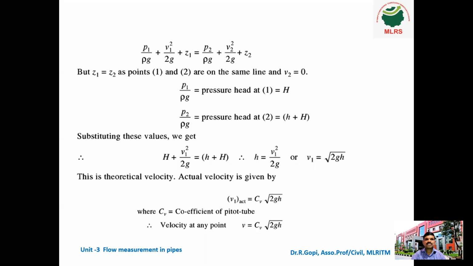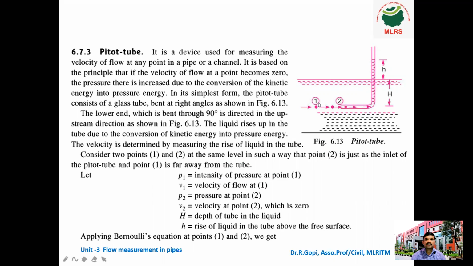So this is the derivation. The derivation is not quite simple, but we will see it. Here you can see points 1 and 2 as I mentioned. Capital H is nothing but the depth of the tube in the liquid. This is the surface of the water, and this is the depth of the tube, and small h is the rise of liquid in the tube above the free surface.